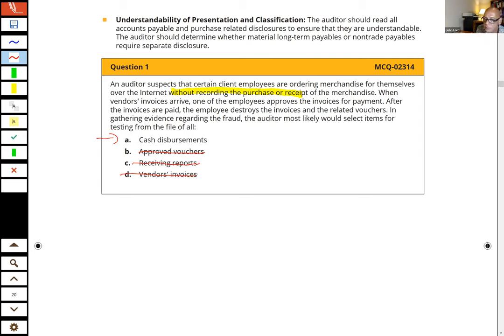Good. And then, Abby, you're right. They also tell us, sort of more of a reading comprehension thing, when the vendor's invoice arrives, an employee approves the invoice for payment, and after the invoices are paid, the employee destroys the invoice and related vouchers, and they never recorded the receipt to begin with. So, of course, there's no receiving report.